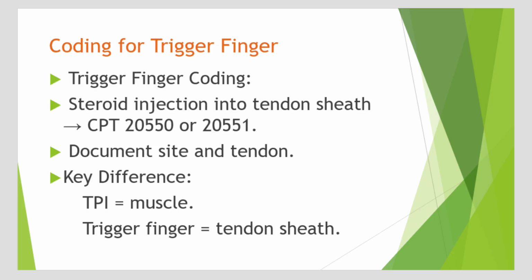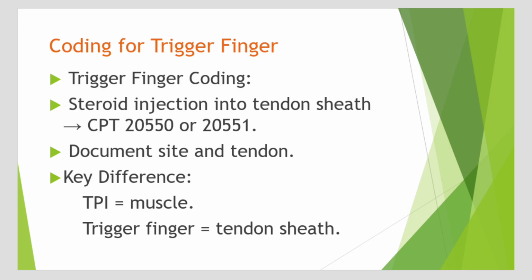Treatment of trigger finger involves a steroid injection. That is a completely different procedure from the trigger point injection. So it is the steroid injection into the tendon sheath. You should use the code 20550 or 20551 depending on the documentation. So TPIs are into the muscles, not the tendon sheath.